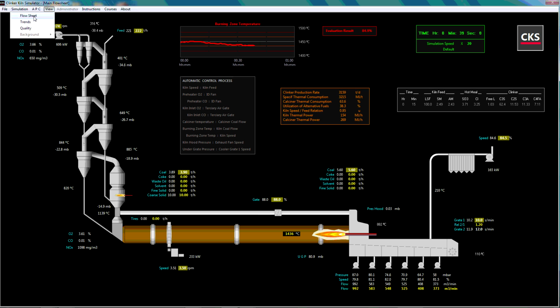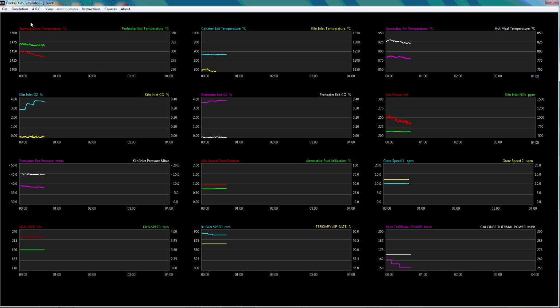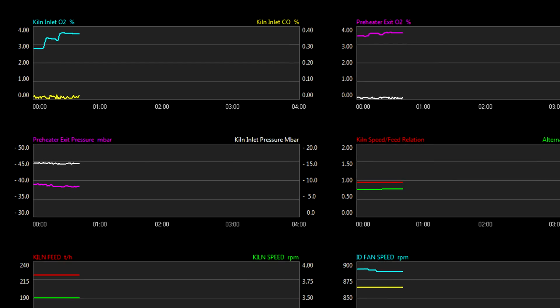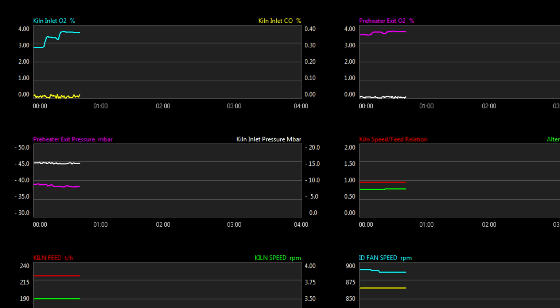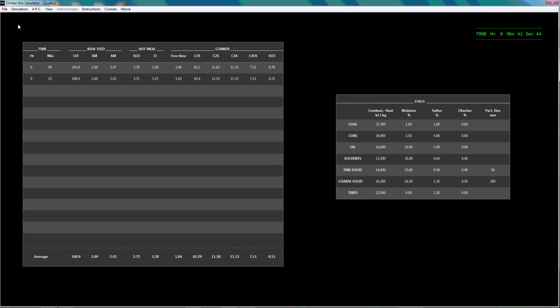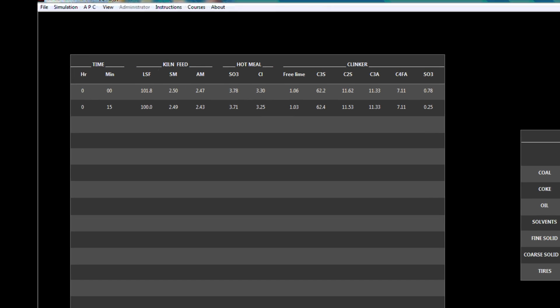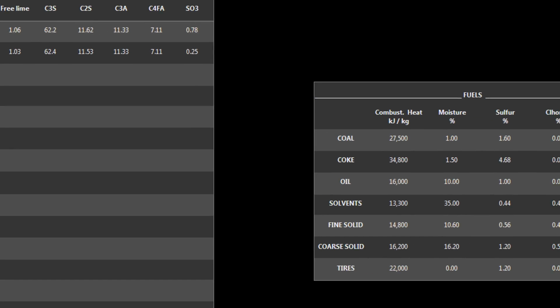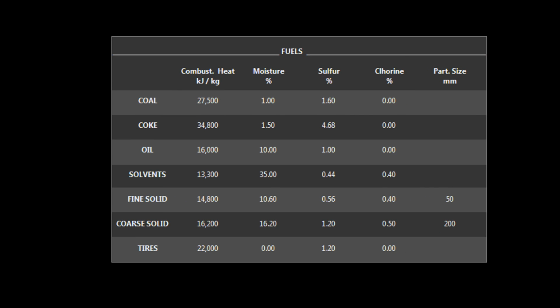There are other screens on the simulator. For instance, this one shows the major trends normally used in the control room. They record up to 4 hours of history. The next screen shows the lab reports as given every 15 minutes. On the right, the heat values of fuels, their main physical properties, and the respective sulfur and chlorine contents.